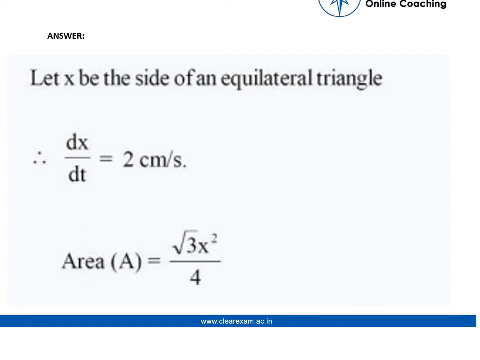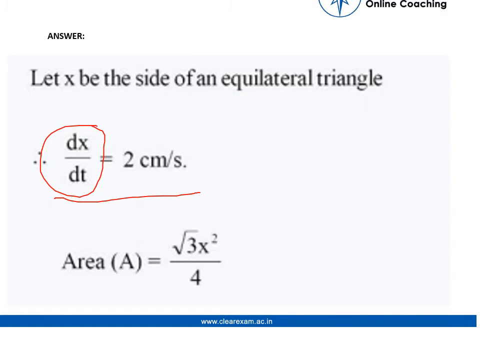So let x be the side of one equilateral triangle. So we are given that the side is increasing at the rate of 2 centimeters per second. That the side x is increasing at the rate of 2 centimeters per second. So dx by dt equals 2 centimeters per second. Now we need to find out the rate at which the area is increasing.